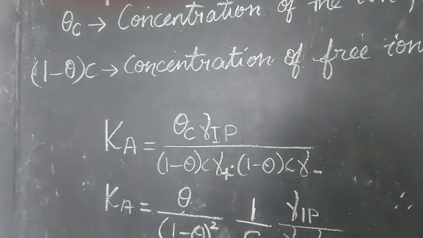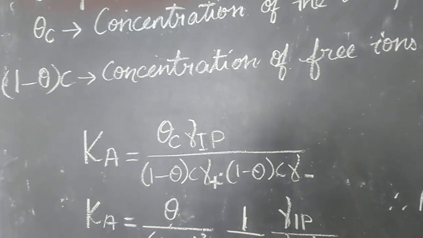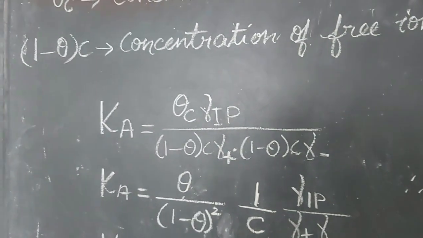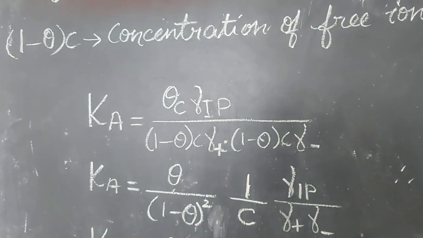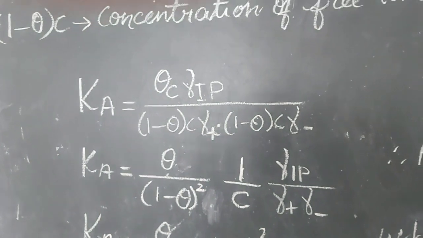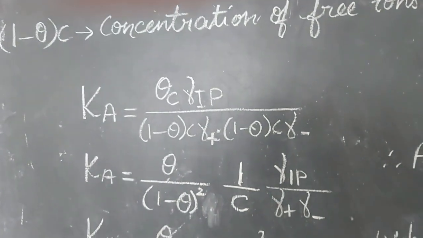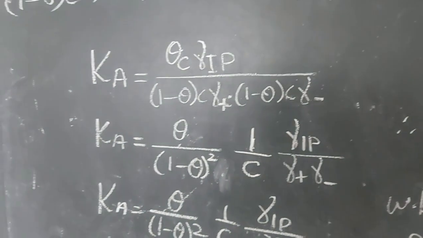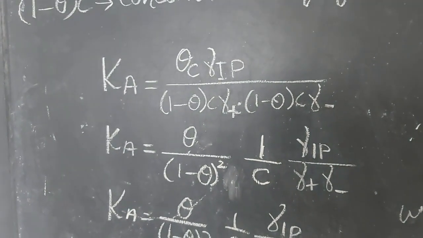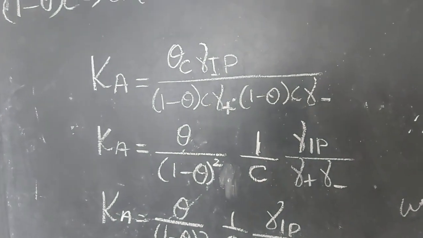Gamma is the activity coefficient. What is the activity of that ion pair? Then 1 minus theta c gamma plus, 1 minus theta c gamma minus. Gamma plus is for the positive ion, gamma minus for the negative ion, and gamma is the activity coefficient. 1 minus theta c is the concentration of free ions. We can separate this equation as theta by 1 minus theta whole square, and c by c will be cancelled.